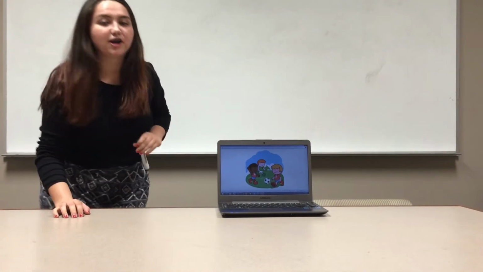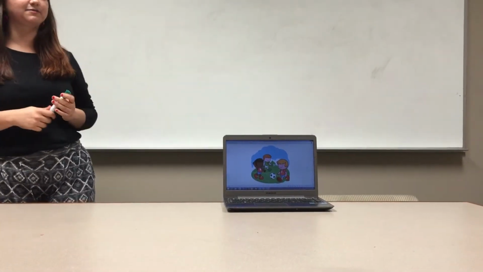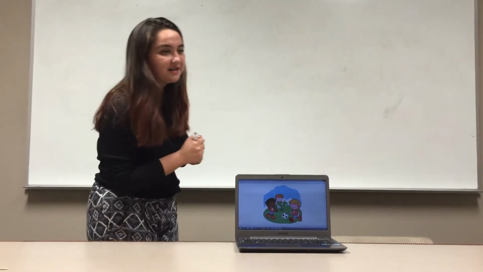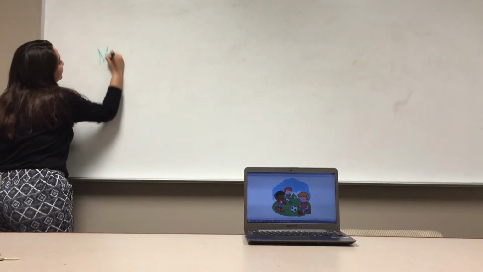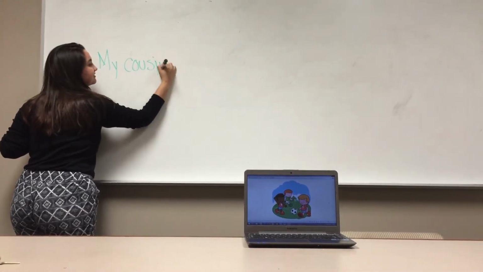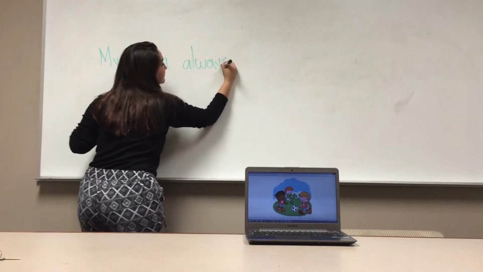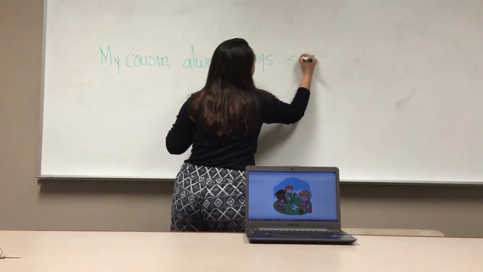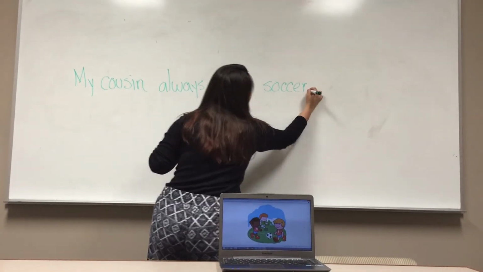So, Morgan, what do you see in this first picture? Give me a sentence related to this picture, a complete sentence. Very good. My cousin always plays soccer. Very good. Okay. So, my cousin always plays soccer. Very good, Morgan. Beautiful sentence.